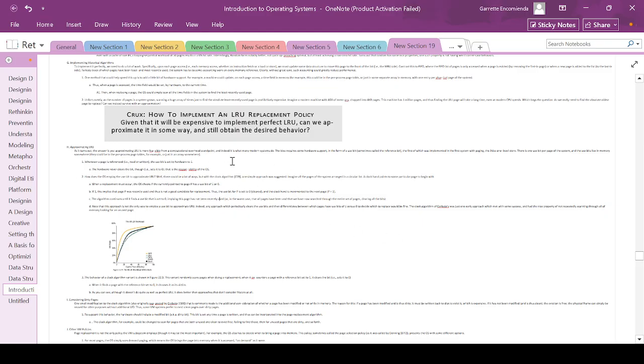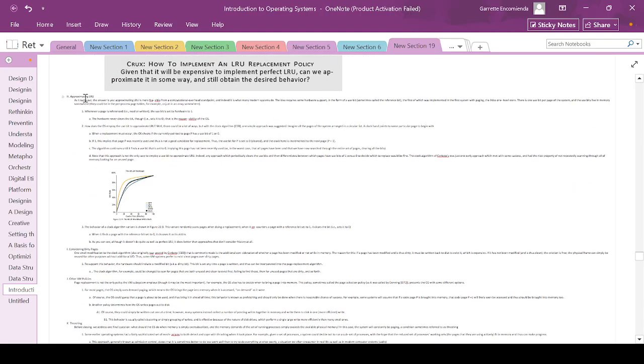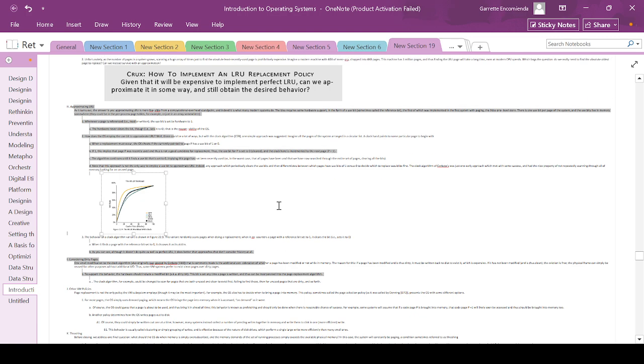How to implement an LRU replacement policy? Given that it will be expensive to implement perfect LRU, can we approximate in some way and still obtain the desired behavior? Approximating LRU. As it turns out, the answer is yes. Approximating LRU is more feasible from a computational overhead standpoint, and indeed it is what many modern systems do. So instead of scanning everything, we just need to approximate, and that's actually how modern systems work.